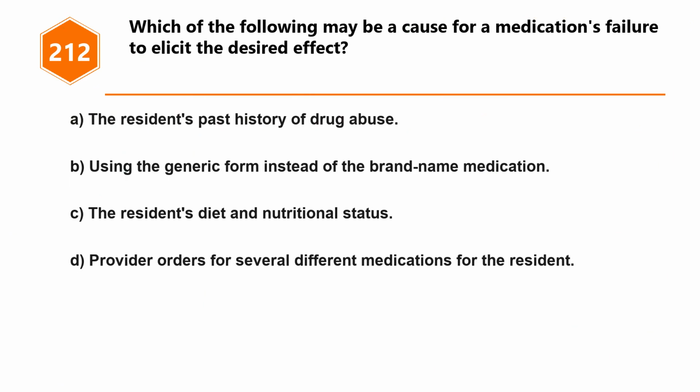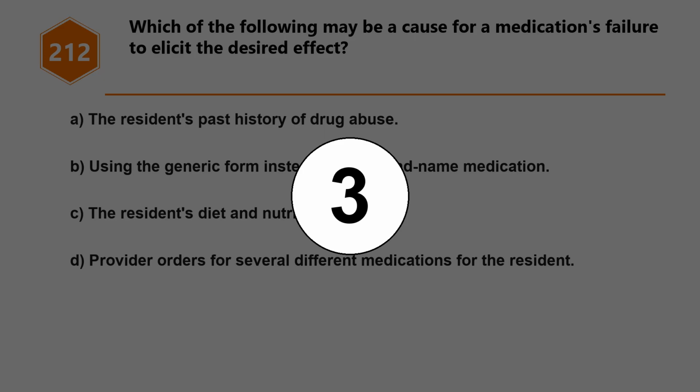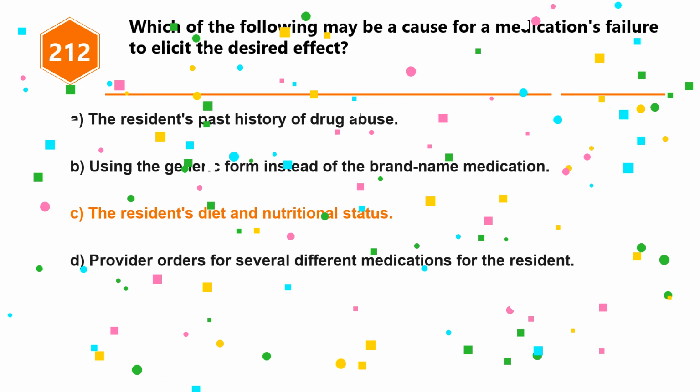Question 212. Which of the following may be a cause for a medication's failure to elicit the desired effect? Option A, the resident's past history of drug abuse. Option B, using the generic form instead of the brand name medication. Option C, the resident's diet and nutritional status. Option D, provider orders for several different medications for the resident. The correct answer is option C, the resident's diet and nutritional status.